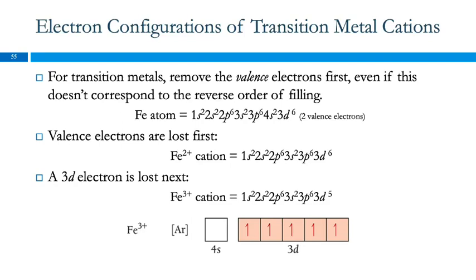For the transition metals, we're still removing valence electrons. It's just that this doesn't necessarily match up with the order of filling, because the 3d electrons got added after the 4s electrons, but the 4s electrons are the valence electrons. It's the people on top. Would a tornado be a decent analogy for that? The tornado comes by and takes the top of the building off, right?